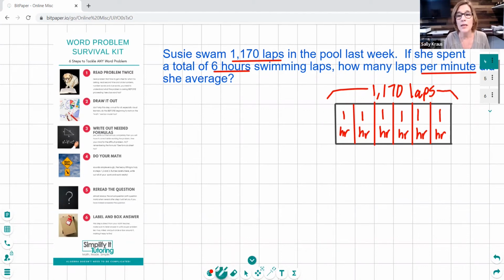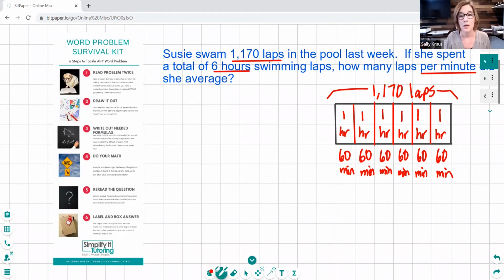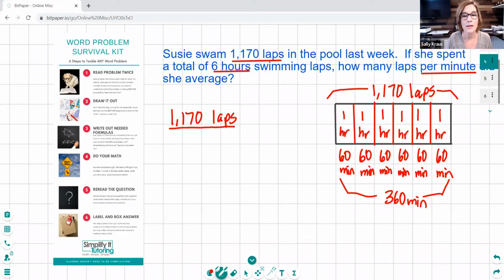But you could also rename this as 60 minutes, couldn't you? Because you know there's 60 minutes in an hour. So you could convert it to minutes right away if you wanted to. And if you take 60 times 6, you know that there are 360 minutes in 6 hours. So then you could say, well, if I wanted to figure out 1 minute, I could take my 1,170 laps, and she swam that in 6 hours.